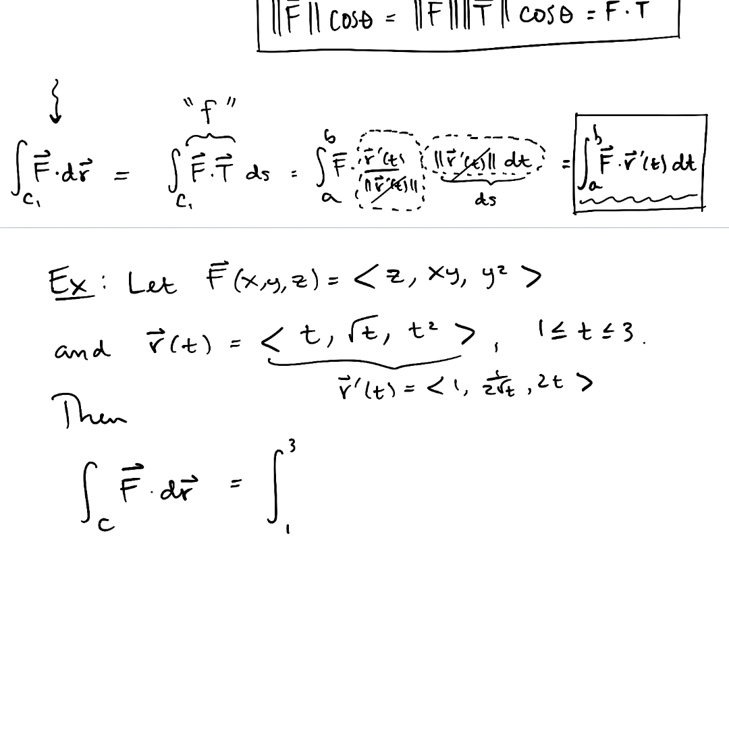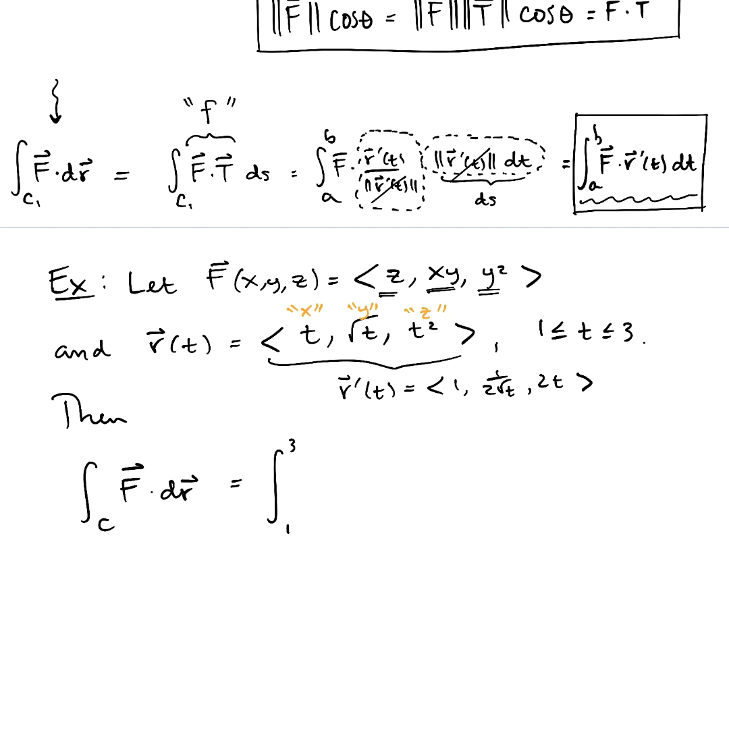Then we have to dot that with the vector field. Now this looks weird at first because your vector field has x's, y's, and z's in it, but you're trying to turn all of this into something with t's. But here's the key. On the curve, this is your x coordinate, this is your y coordinate, and this is your z coordinate. So everywhere you see an x, just put a t. Everywhere you see a y, just put a root t. And everywhere you see a z, put a t squared.